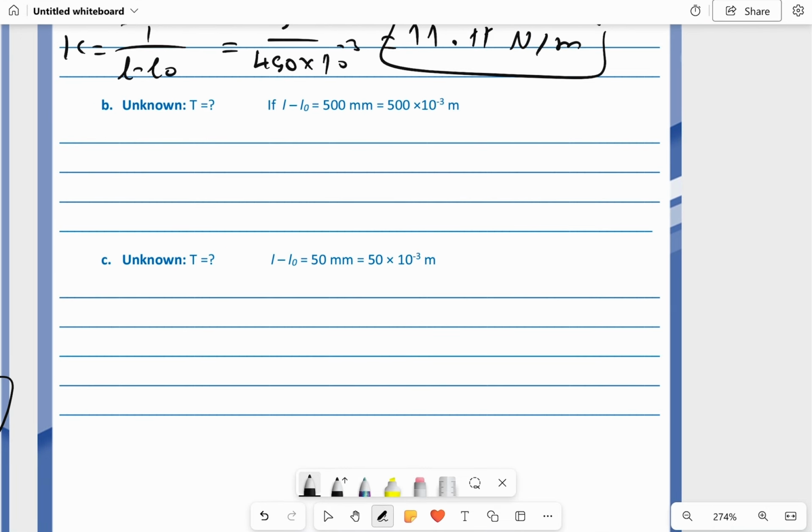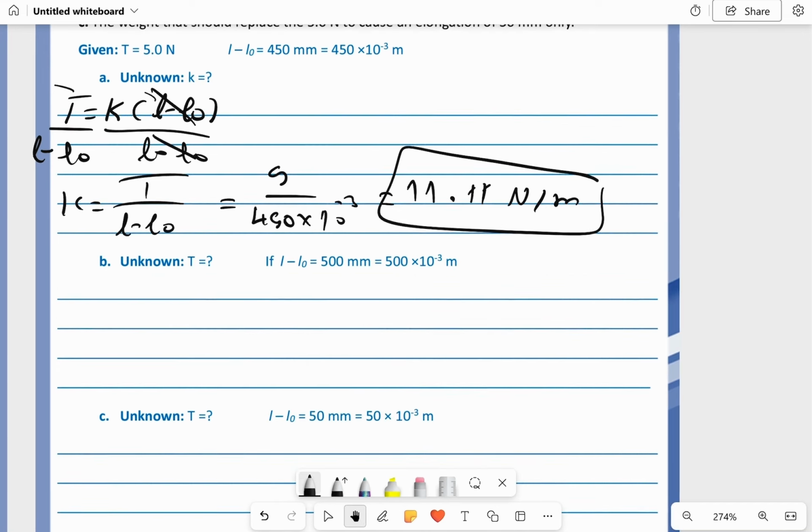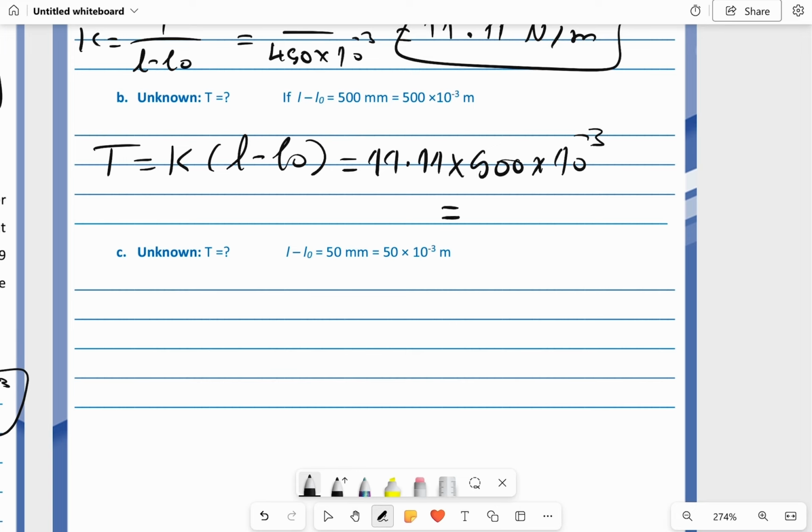It says unknown tension. Now here, find the tension, the additional weight added to cause an elongation of 500 millimeter in the spring. So you have 500 millimeter, change it to meter. Tension is equal to K, which is the spring constant, multiplied by elongation. K is what we found, 11.11, multiplied by elongation, which is 500 times 10 to the power of minus 3. Then the result will be 5.55 Newton.